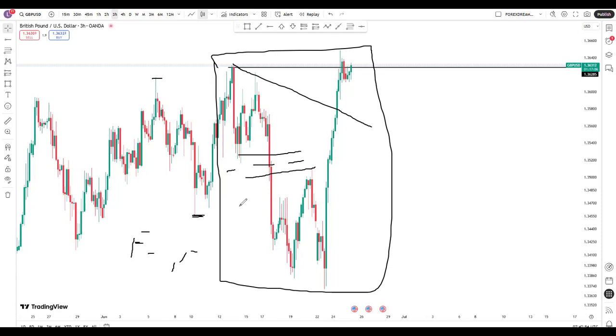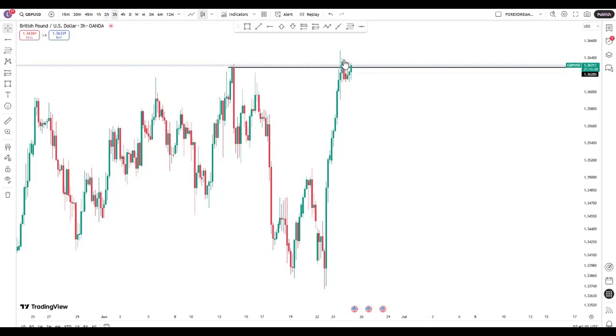Anyway, let me cut this one here, or let's just keep on going up until we reach the 1 hour chart to see what is actually happening here. Let's move to 2 hours.